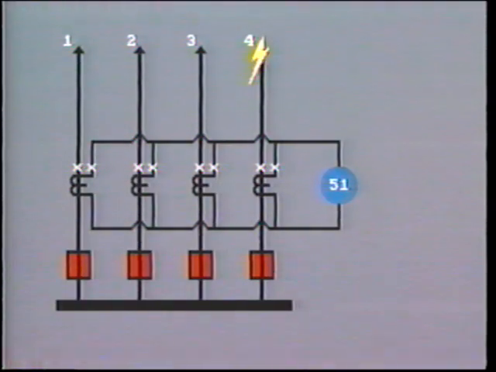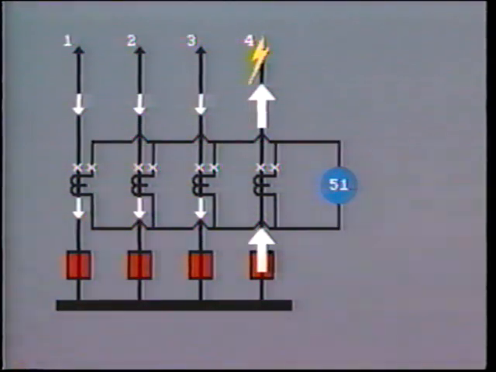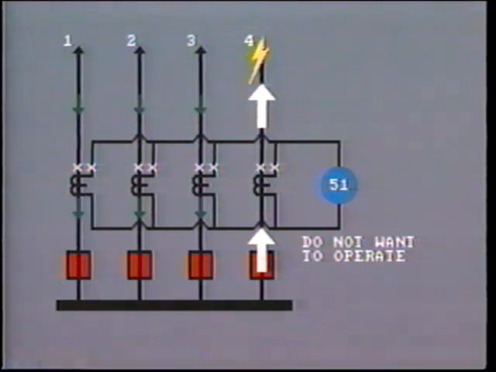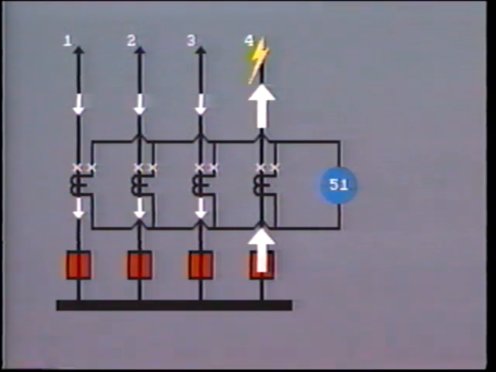For example, if we have a heavy fault out here on line 4, the other 3 circuits will feed fault current into the bus and out along line 4 to the fault. We do not want the bus protection to operate under these circumstances, as it is an external fault. The actual current in line 4 is the sum of the currents in lines 1, 2, and 3. Where there are many more circuits connected to the bus, the difference could be much greater.